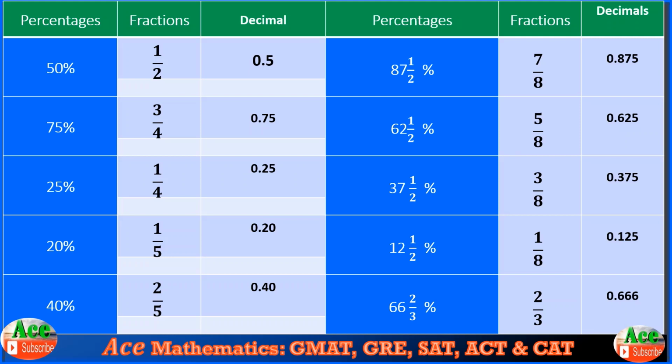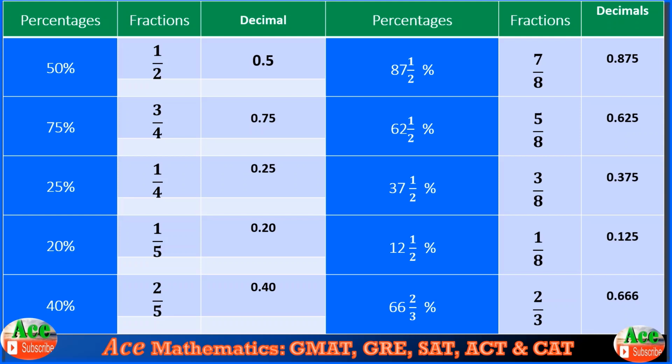20% can be expressed as a fraction, 1/5, and as decimal, 0.2. 40% can be expressed as a fraction, 2/5, and as decimal, 0.4. 87.5% can be expressed as a fraction, 7/8, and as decimal, 0.875.